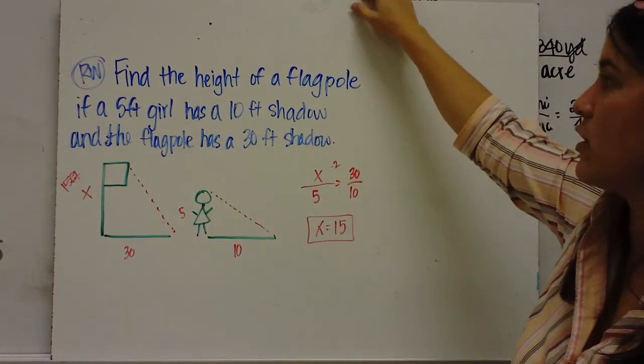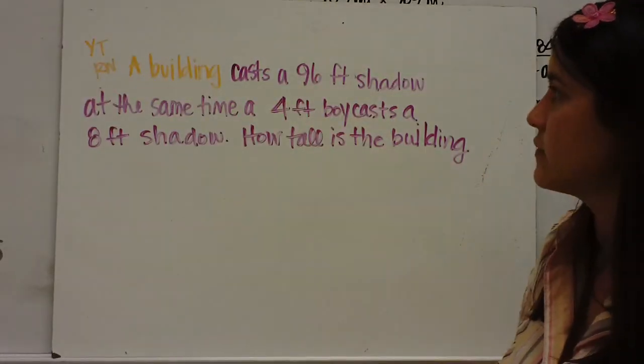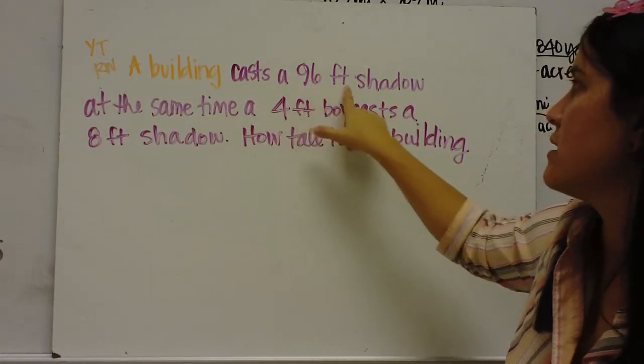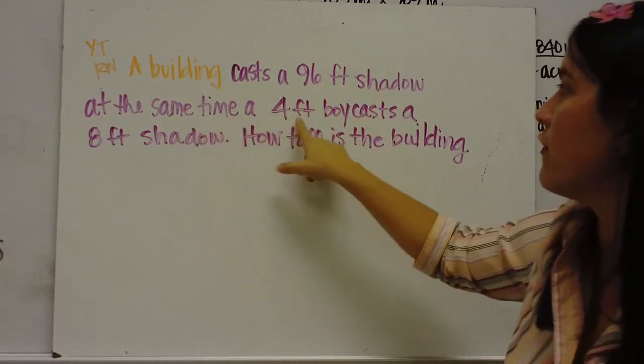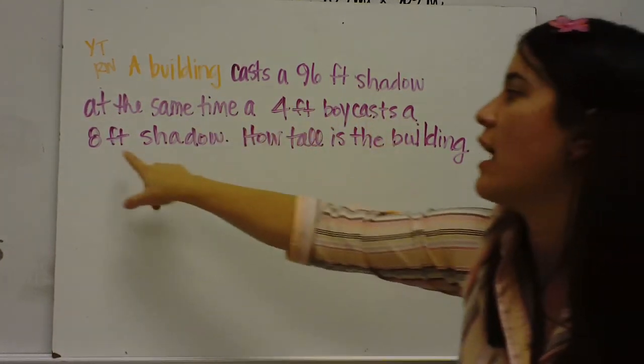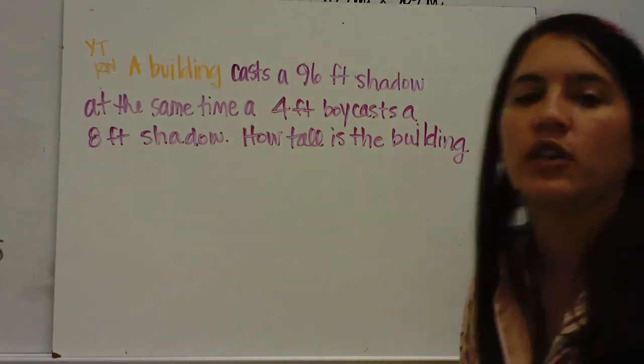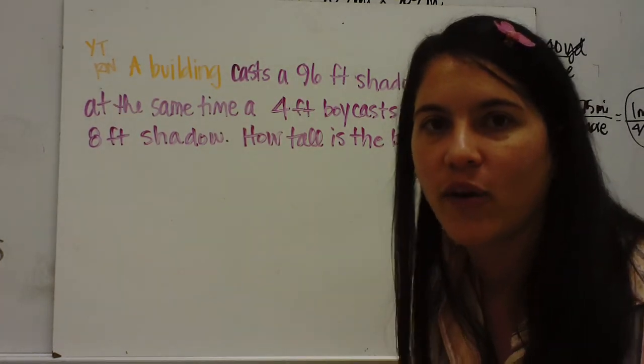So this last one I want you to do on your own. A building casts a 96-foot shadow at the same time a 4-foot boy casts an 8-foot shadow. How tall is the building? I want you to work this one on your own, and we will go over it in class.